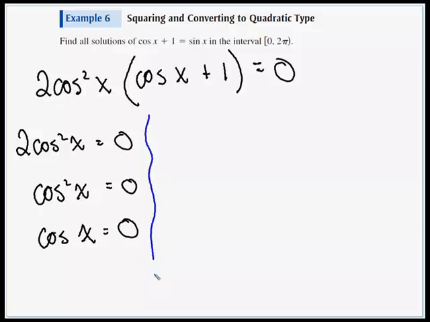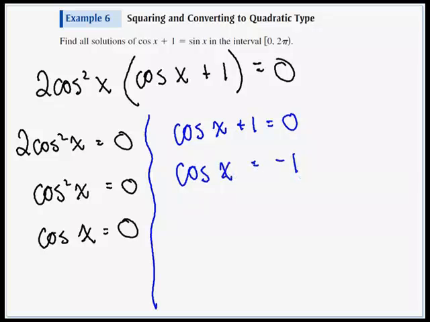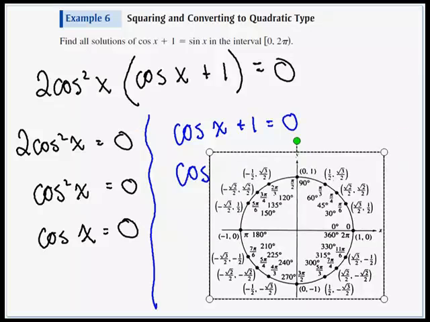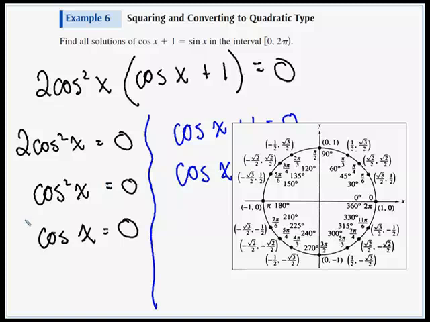And we have our other factor. Cos of x plus 1 equals 0. Subtract 1 from each side, and we get the cos of x equals negative 1. So where do these occur? On the left, where does cosine equal 0? That's at half pi and at 3/2 pi. So this occurs at x equals half pi and x equals 3/2 pi.